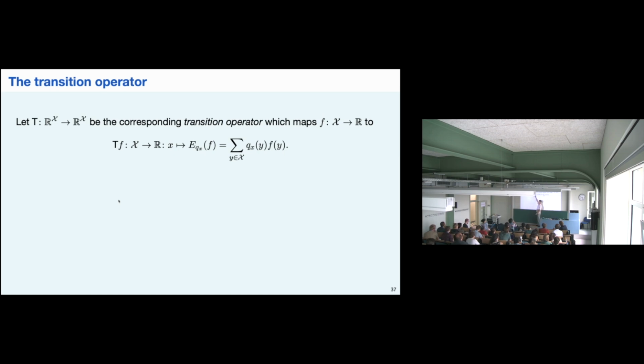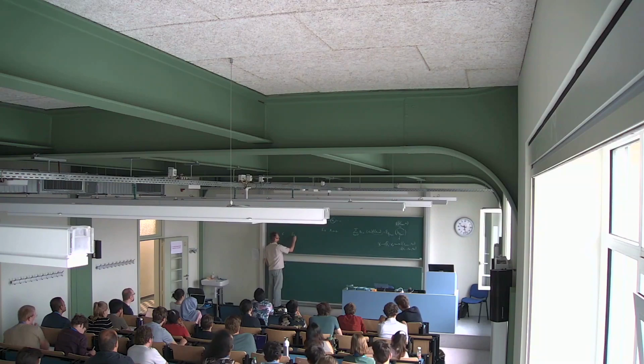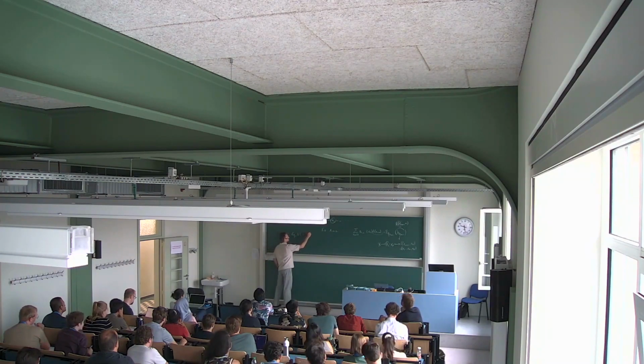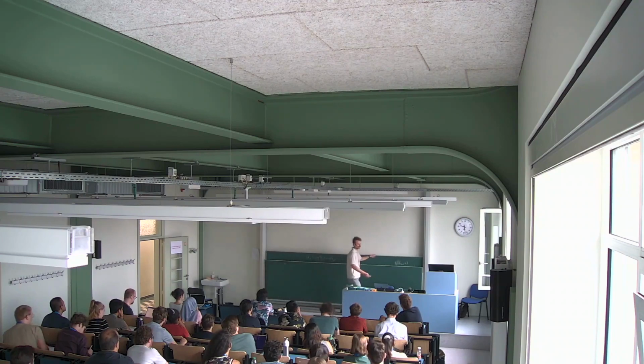This is, again, a real function on the state space, and it maps a state x to the expectation of this function f that I'm applying my transition operator to, with respect to the local model or the transition probability mass function for x, right? So one thing that we should note is that for any x, the expectation with respect to qx of f is equal to the image of f under my transition operator evaluated in x. Okay, so it's just a different way of writing these expectations.